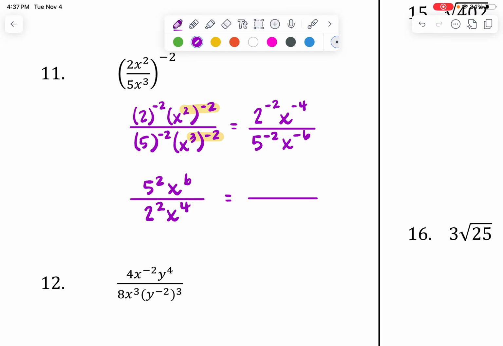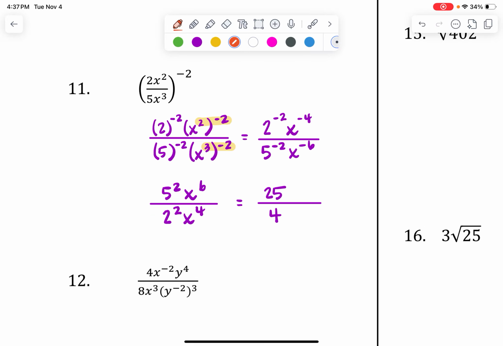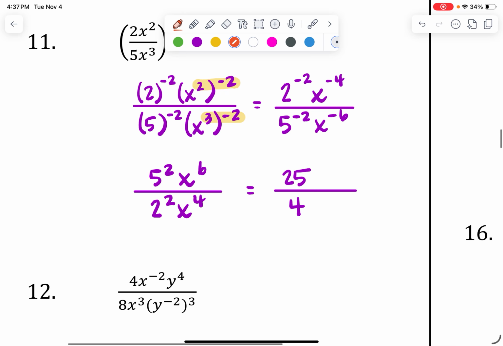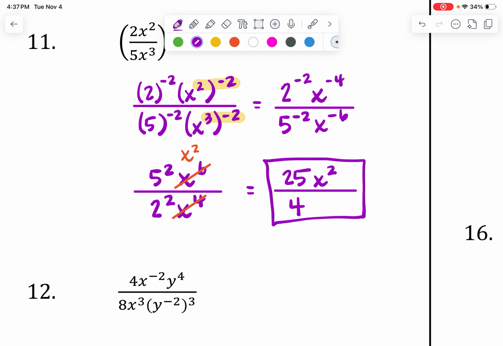So 5 squared is 25. 2 squared is 4, so we end up with 25/4. But then I do notice that I have x's on the top and the bottom. So that means I can reduce some of the x's. And it looks like I can reduce out 4 of the x's, which is going to leave us with 2 x's. Or, of course, you can use the subtraction rule, which gives you the same answer, of course. And that is our final answer.